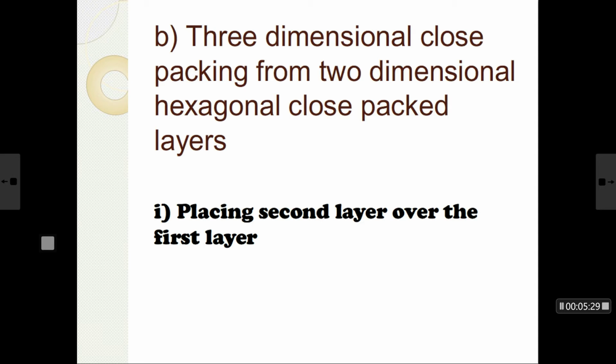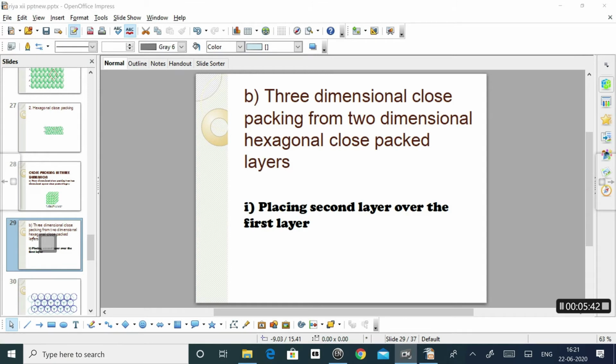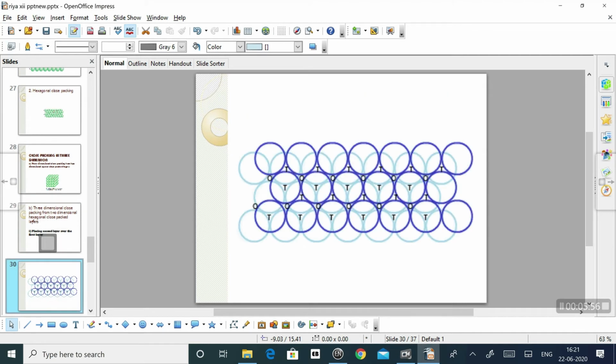First one is placing the second layer over the first layer. That is, the first layer is arranged in a hexagonal manner and the second layer is placed above the depressions of the first layer. On placing the second layer, there arise two types of voids, that is tetrahedral voids and octahedral voids. This is the arrangement. Here O represents octahedral void and T represents tetrahedral voids.